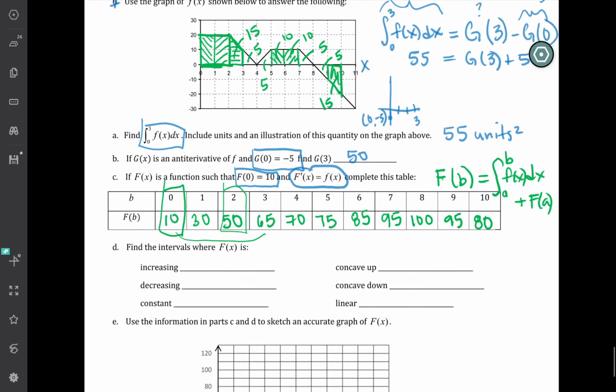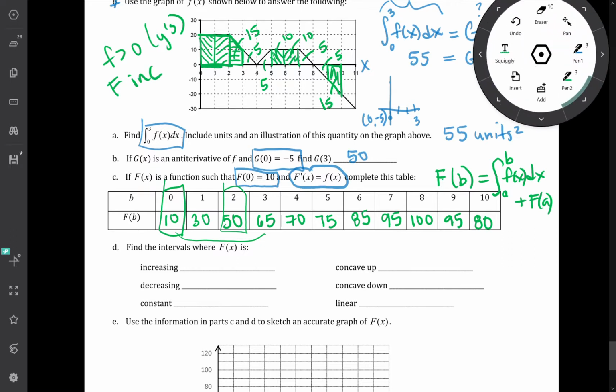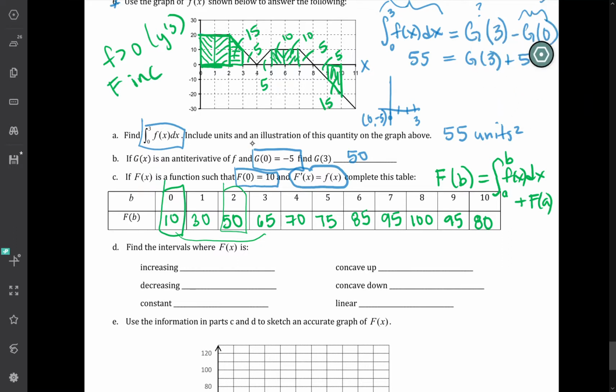Part D asks us to walk through some of the details that we did in the last problem, where we decide when the antiderivative is going to be increasing, decreasing, concave up, concave down. So big F will be increasing when its derivative is positive, and its derivative is little f. So when little f is greater than 0, big F is increasing.